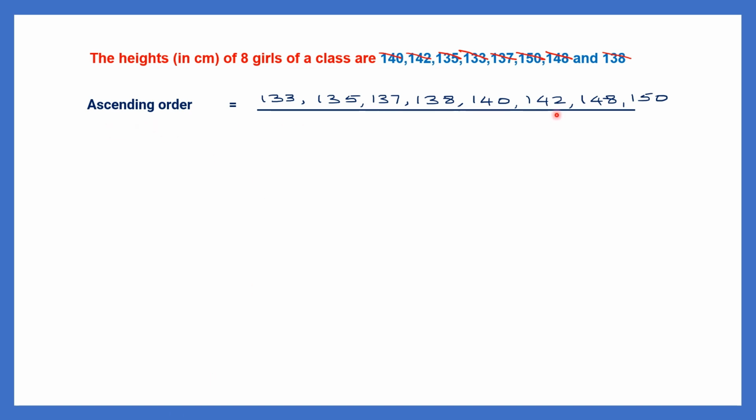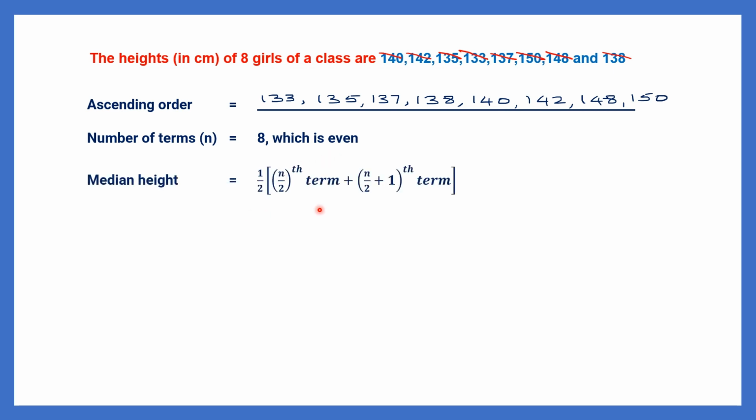You have to arrange the data in ascending order. Then the next thing is count the number. We have 8 here, isn't it? It says 8 girls. So we have 8 terms and it is even. Remember, to find the median, you have to count the number of terms. If it is odd or even, there are particular formulas to follow. So now it is even, there is a particular formula to find the median. So let's use that formula. So this is the formula, that is half into n by 2 that term plus n by 2 plus 1 that term. Okay, so it is simple, though the formula looks difficult.